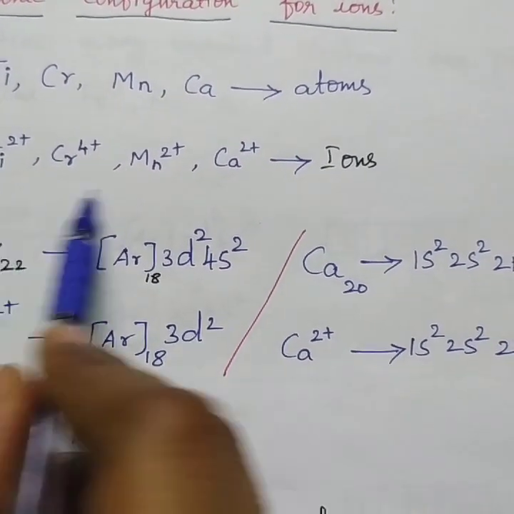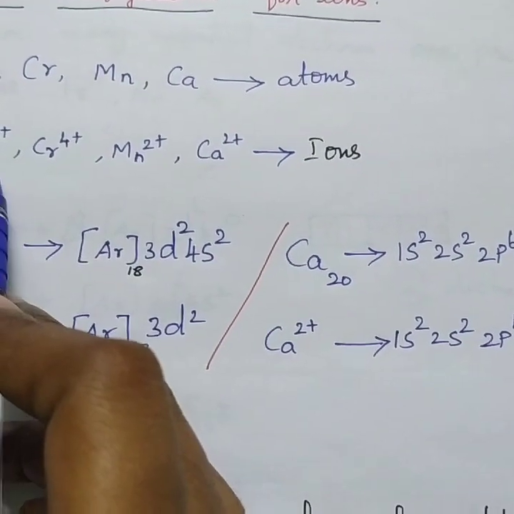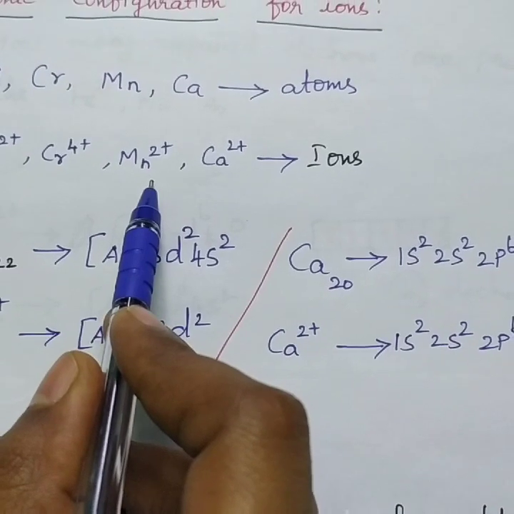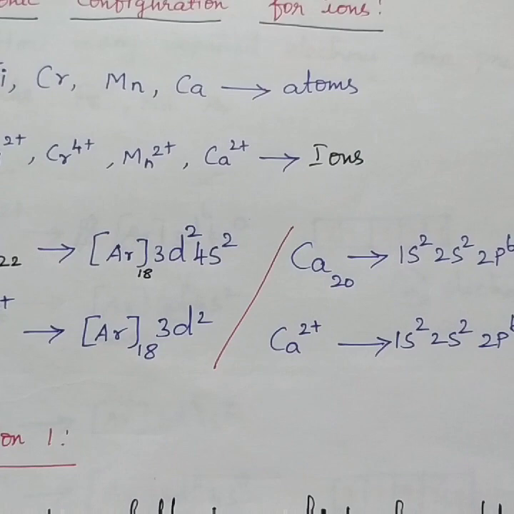Here I didn't write any negative ions. For example, I have written positive ions only: titanium 2 plus, chromium 4 plus, manganese 2 plus, and calcium 2 plus. For these I am going to write the electronic configuration.